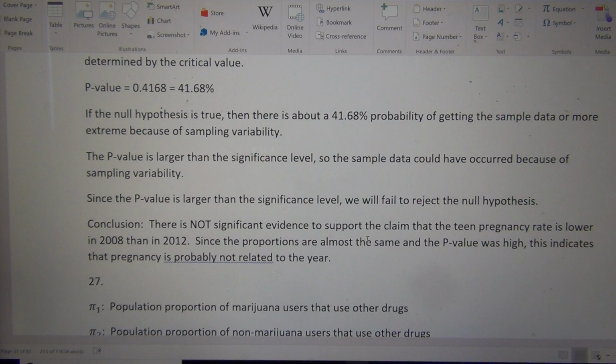So if you remember, the null hypothesis is that they're not related. Since we failed to reject the null, it's like we're thinking the null might be correct. So this data indicates that the two years are actually really, really close, and it probably doesn't matter what year we're in. They have about the same teen pregnancy rate. So the year is probably not related to the teen pregnancy.